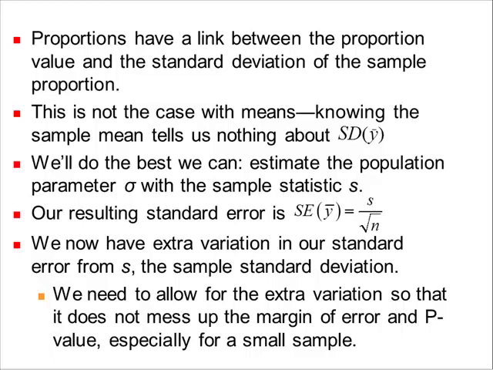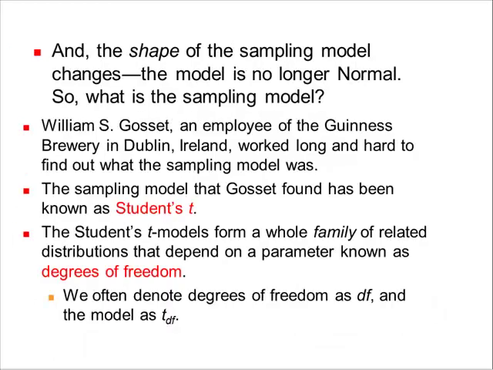But you have extra variation in our standard error from S, which is the sample standard deviation. We need to allow for the extra variation so that it does not mess up the margin of error and the p-value, especially for a small sample. And the shape of the sampling model changes. The model is no longer normal.